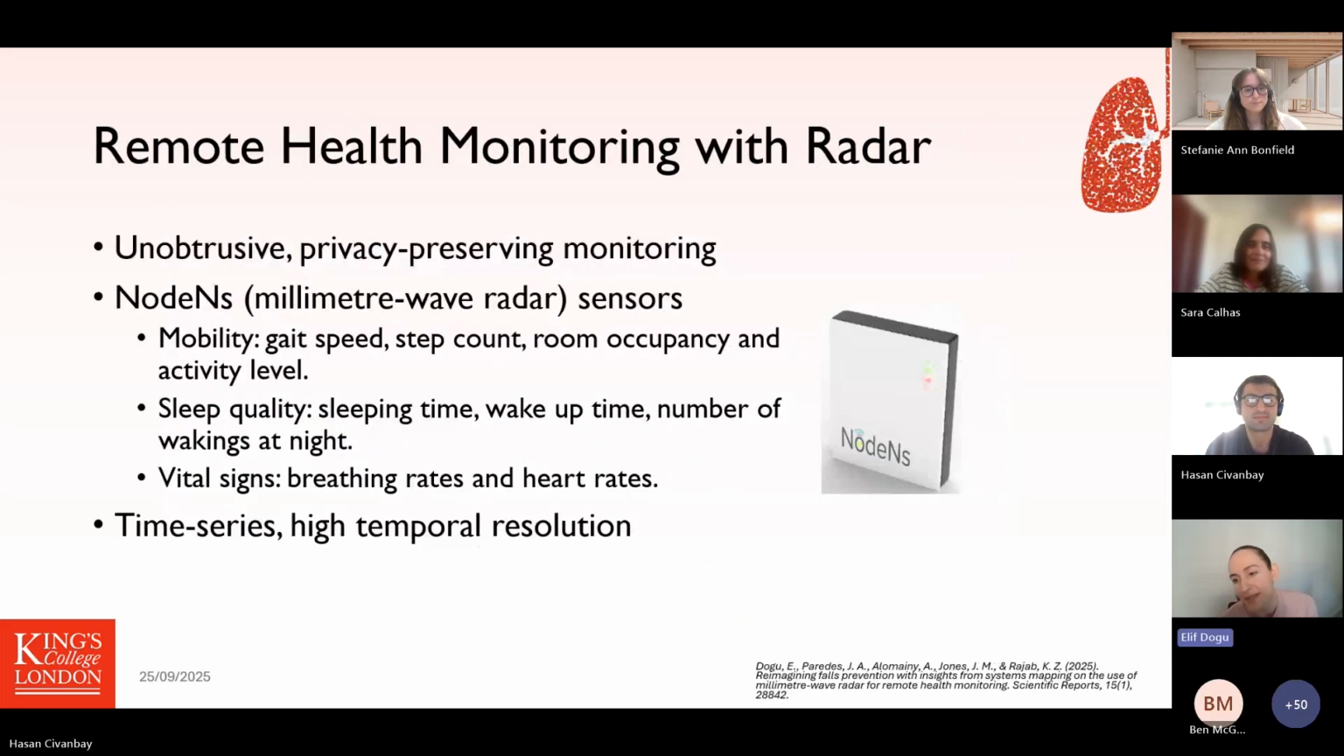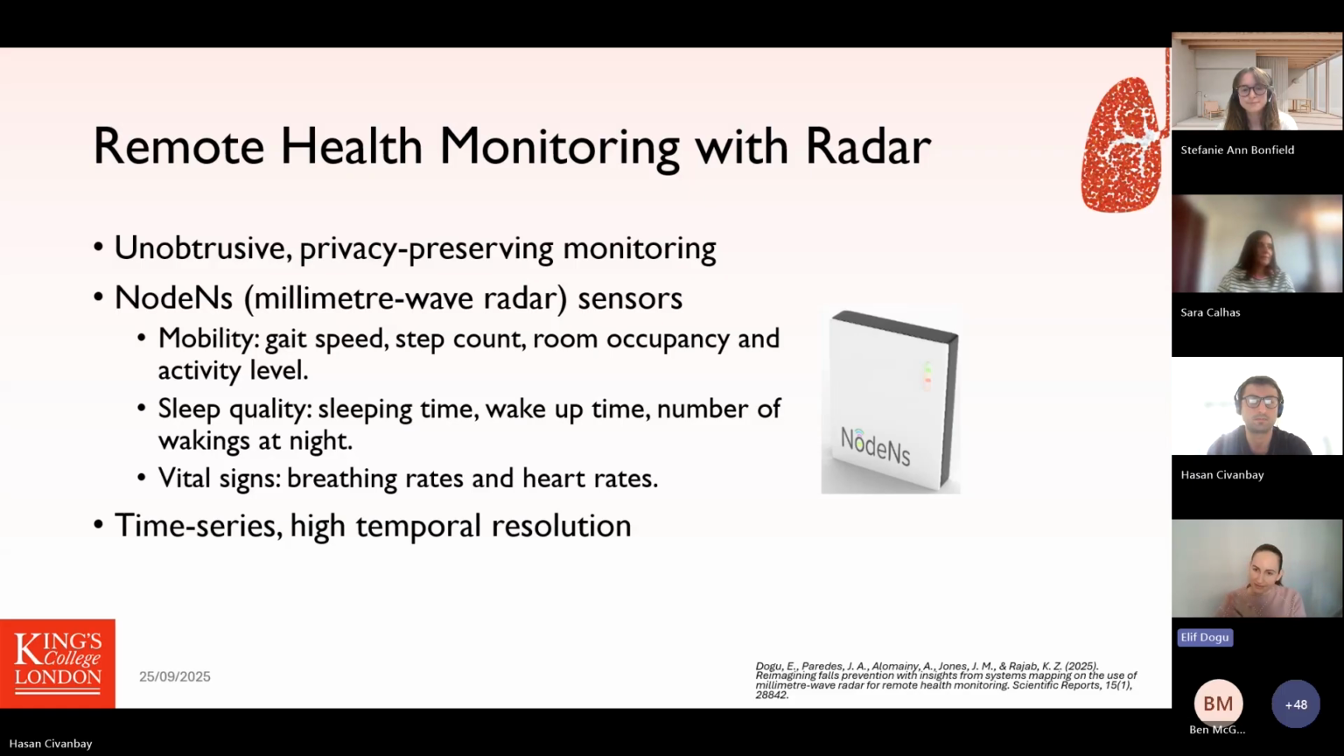This was the second project. This was my postdoc project at Queen Mary University of London at the School of Electronic Engineering and Computer Science. We used millimeter wave radar sensors for remote health monitoring. This was part of an EPSRC and NIHR funded project. We deployed these millimeter wave radar sensors to 18 retirement homes of older adults, and we collected their mobility parameters. And you can extract a lot from mobility, like occupancy, sleep quality, walking speed, and also vital signs.